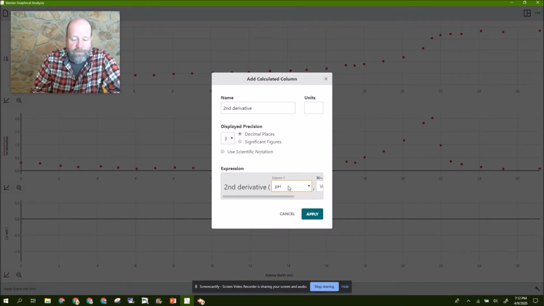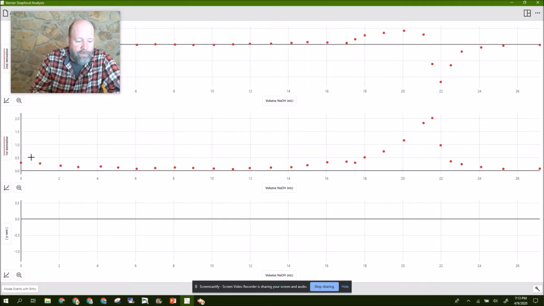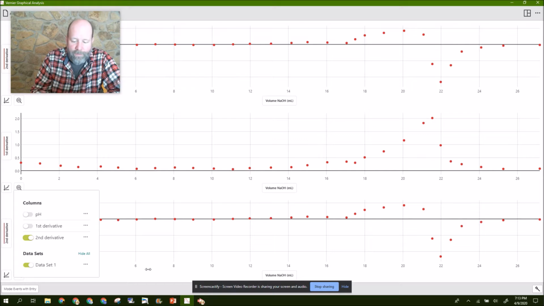Make sure it says pH. Sometimes it does it on its own, and sometimes it doesn't. So make sure it says pH. The other thing is your x-axis is still going to be volume if you look over here. Okay, so make sure it says pH for your y-axis. So you apply that. And of course, it put it in the weird place. Okay, that's okay. It just didn't make it show up. That's fine.